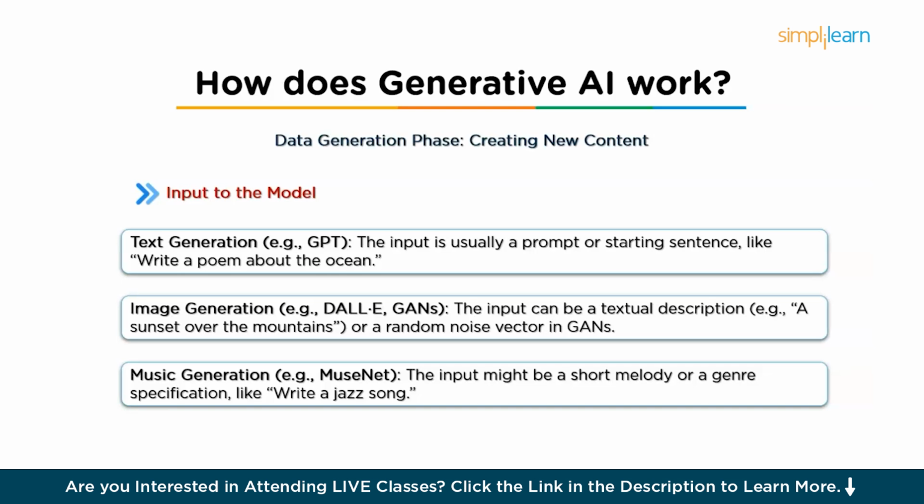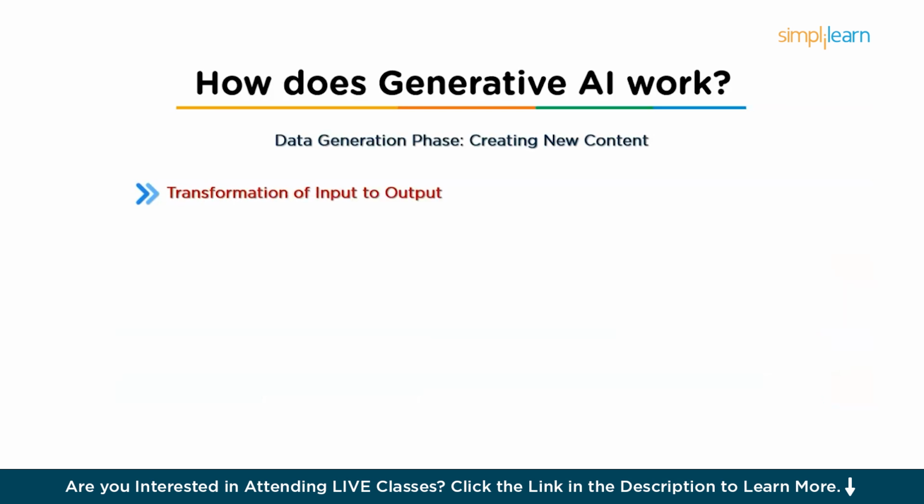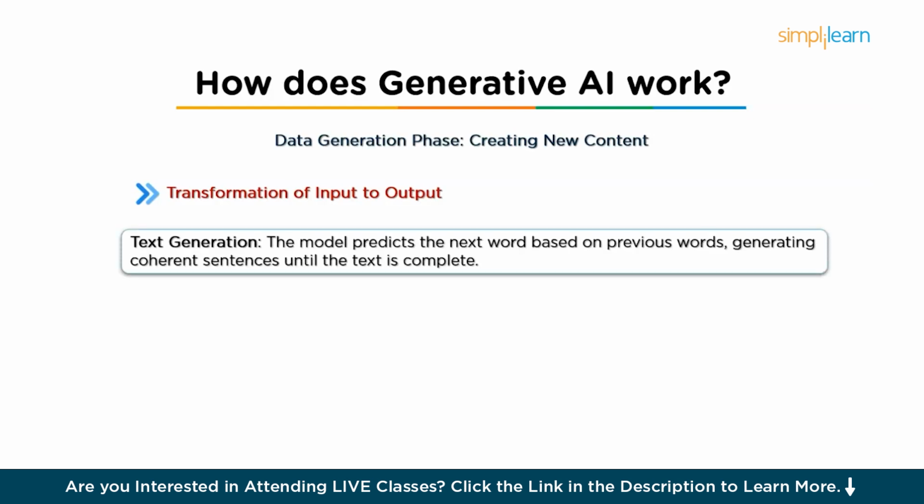So once the input is given to the model for data generation, the next step is the transformation of input to output. After receiving the input, the AI's job is to transform it into an output that aligns with the patterns and the structures it learned during the training phase. The model uses its internal learned parameters to guide this transformation. So for example, in text generation, the model processes the input sentence or prompt and generates subsequent words one after another.